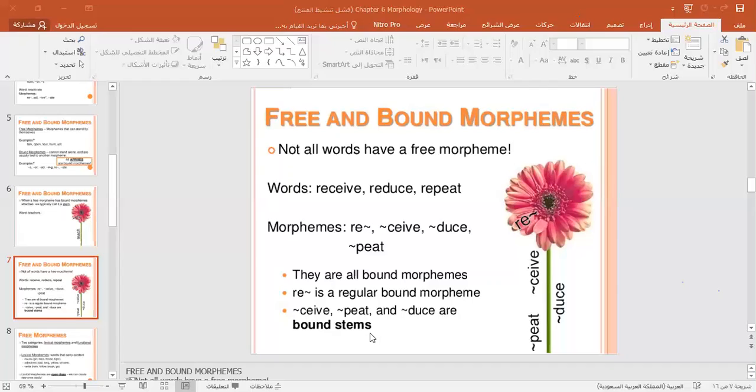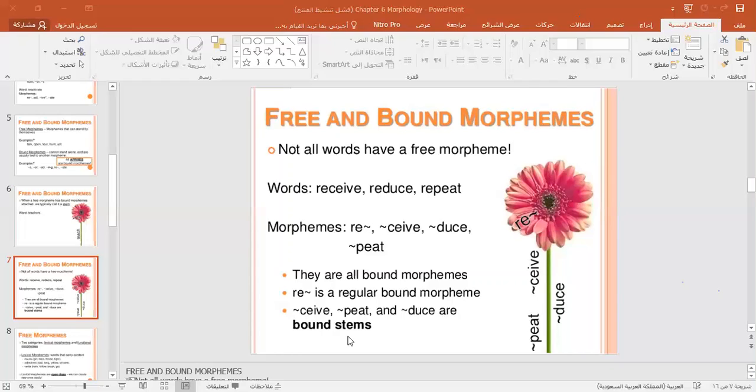So what is a bound stem? A bound stem is a stem which looks like a free morpheme, but it is not, because it cannot stand by itself as a word. So again, what is a bound stem? A bound stem is a morpheme which looks like a free morpheme, but it is not. Why is it not a free morpheme? Because it cannot stand as a word.